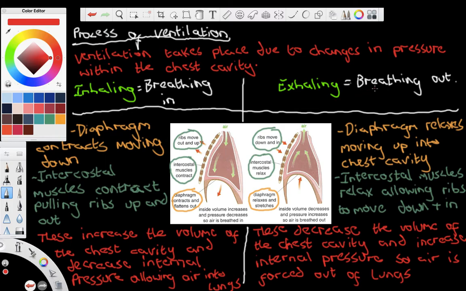When we exhale or breathe out, the diaphragm relaxes, pushing upwards. The intercostal muscles relax, allowing the ribs to drop down and in. This decreases the volume of the chest cavity, increasing the pressure, and air is pushed out of the lungs.